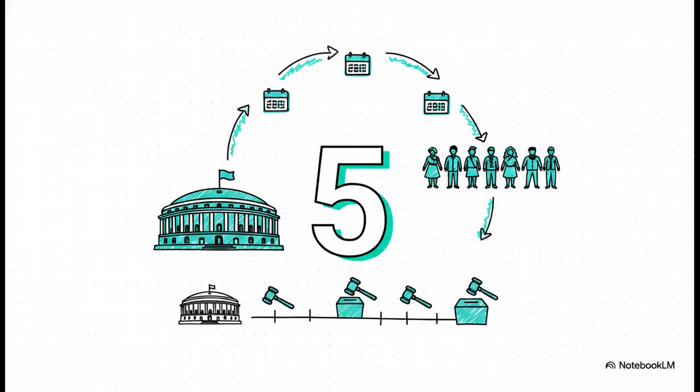To round out the basics here, keep the number 5 in mind. 5 years is the normal operating term for the Lok Sabha. Unless the president dissolves it earlier on the prime minister's advice, the House runs on this strict 5-year cycle before the slate gets wiped clean and brand new elections are held.